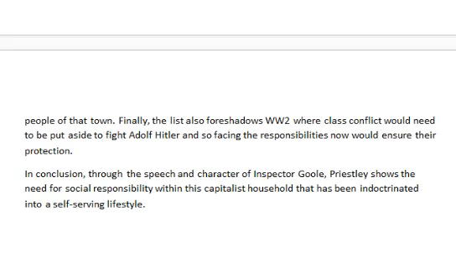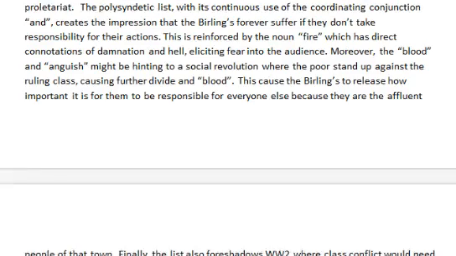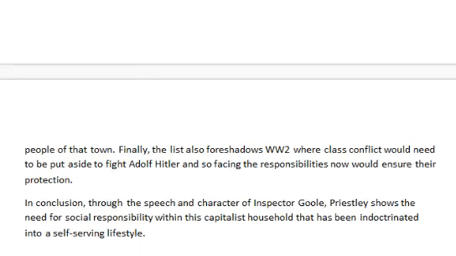So again, here's a paragraph which has some incredibly sophisticated ideas in it: religious symbolism, the use of the listing, linking to context. Very, very strong.